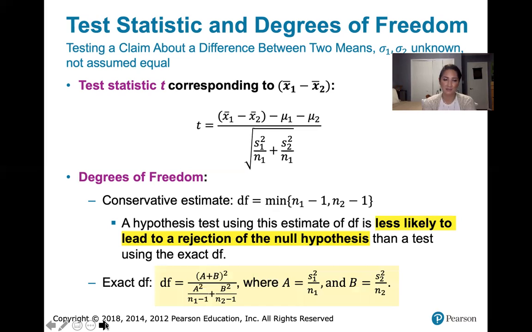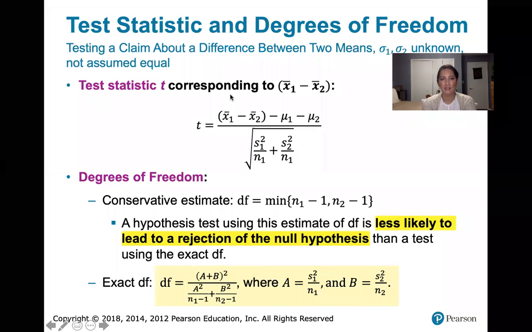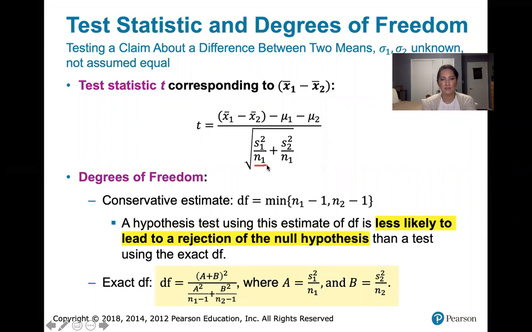Now, if we want the exact value of degrees of freedom, we can use this formula here, where a and b are s sub 1 squared over n sub 1 and s sub 2 squared over n sub 2. Notice that that is what you have here in your formula for that standard deviation in the denominator for our test statistic t. A is the approximate standard deviation squared, or approximate variance of the distribution of x sub 1 bar. And b is the approximation of the variance of the distribution of x sub 2 bar.